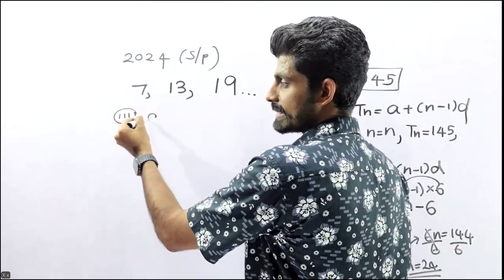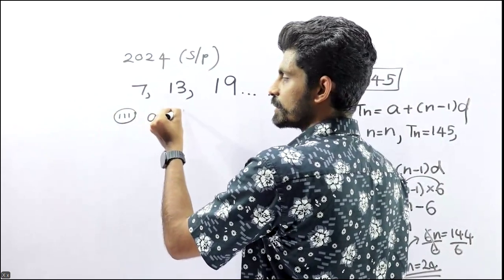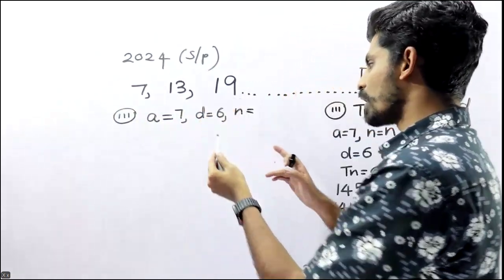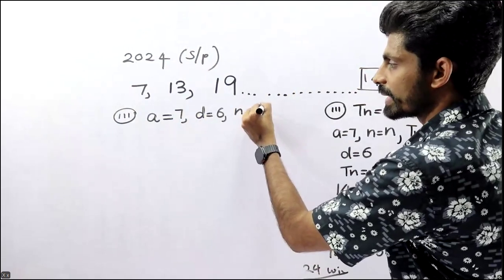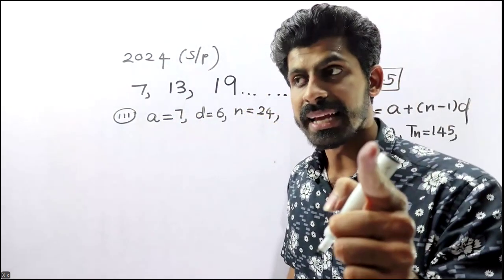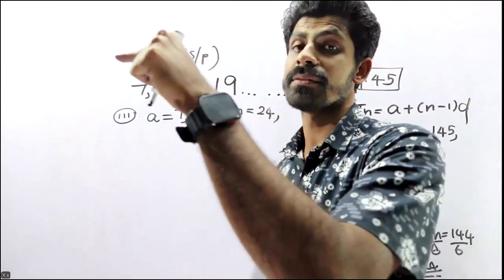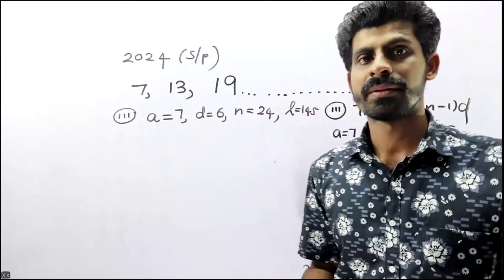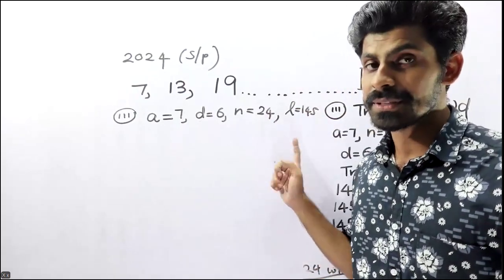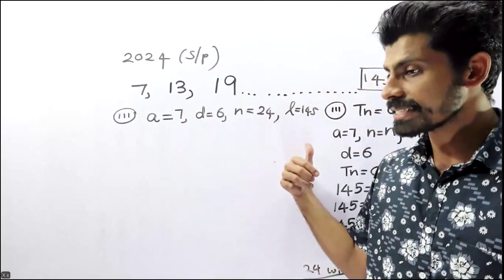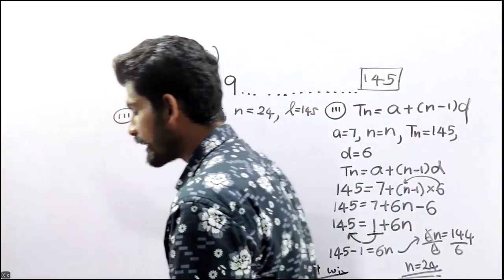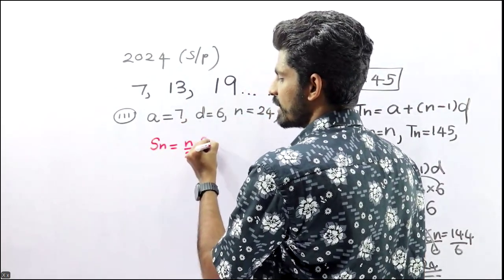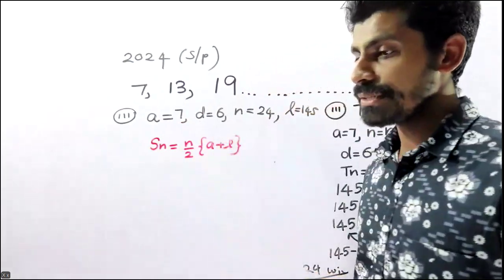Sn. Let's analyze the information. A equals 7, D equals 6, n equals 24, the number of terms. In addition to that, we know the last term equals 145. Therefore, we can apply the equation Sn equals n divided by 2 times A plus L.